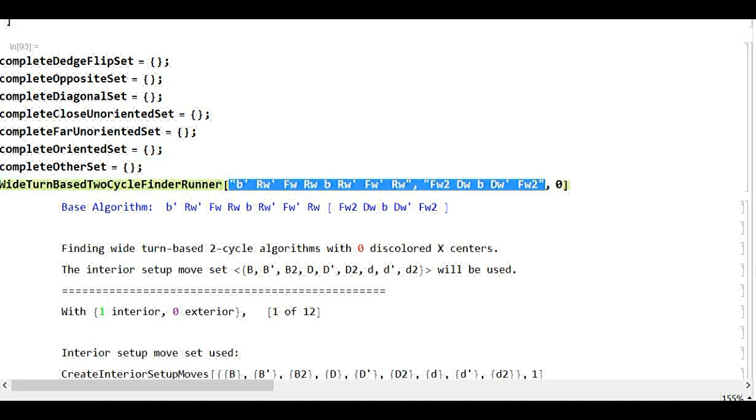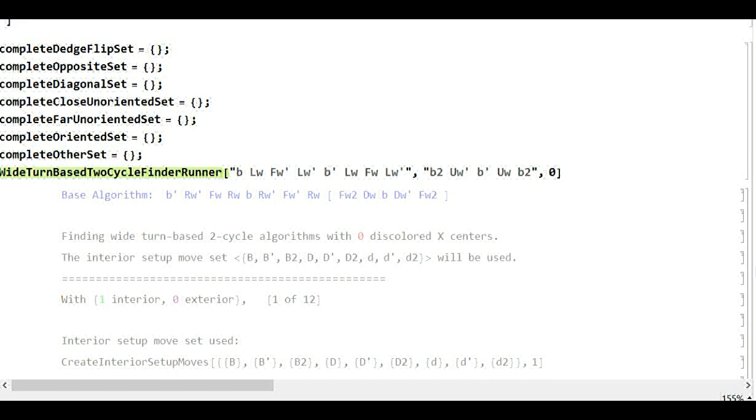So now I'm going to paste it. And this 0 here means that I want 0 X centers discolored. I'll briefly do 2 after I show you this. Let it run a little bit just to show you, but that means I want 0 centers discolored. So this is the 3 cycle portion, this is the 4 cycle portion. I wrote a routine to detect phases B and D, for example, for this particular combination of 4 cycle and 3 cycle to use for interior setup moves.